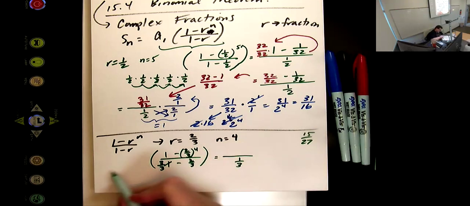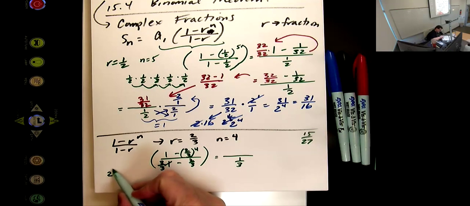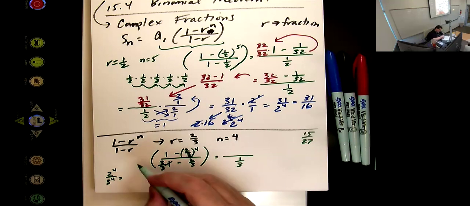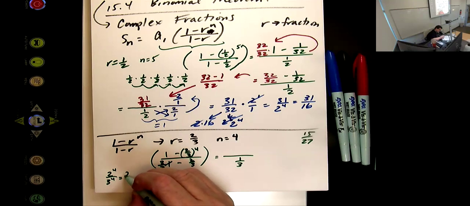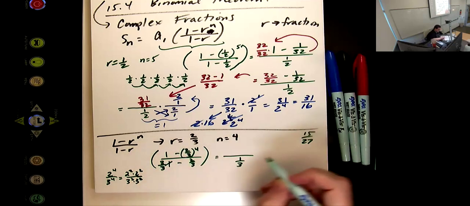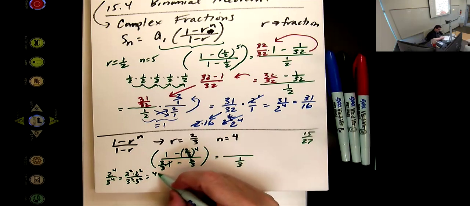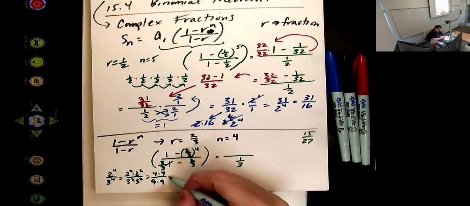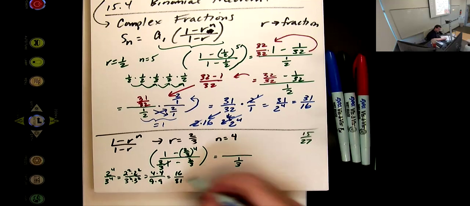We really need to figure out that 2/3 though. This is 2 to the 4th power over 3 to the 4th power, which is like 2 squared times 2 squared over 3 squared times 3 squared. That's a little bit easier way for most people to see it. 4 times 4 over 9 times 9 is 16 over 81.